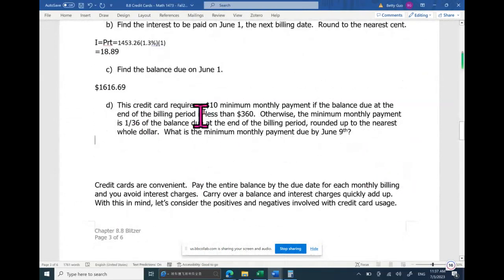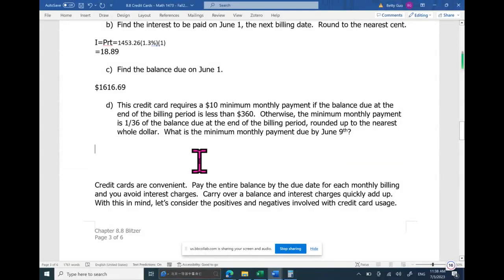A lot of words, right? You need to pay attention. You need to spend time to read them. This credit card requires a $10 minimum monthly payment if the balance due at the end of the billing cycle is less than $360. Otherwise, the minimum monthly payment is going to be 1/36 of the balance due at the end of the billing cycle, rounded up to the nearest whole dollar. What's the minimum monthly payment due by June 9th?